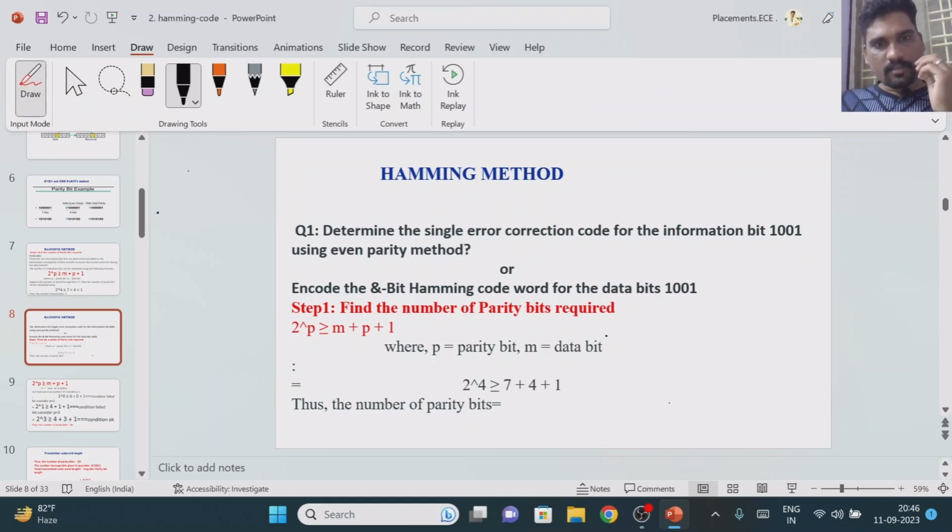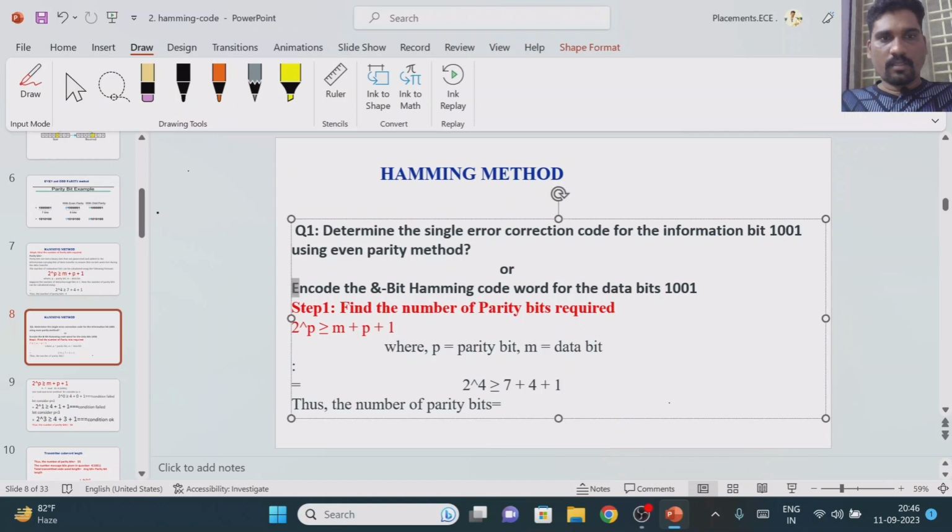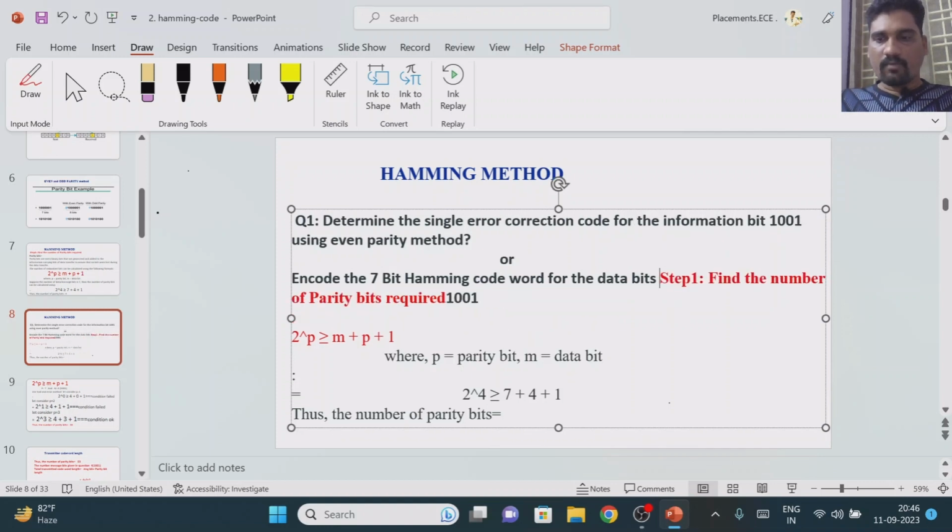So in this class, for the given problem, we are going to identify the solution, right? For example, the question may look like this: encode the 7-bit Hamming code for the data bits 1001. What is the meaning of this? They have given the data bit value, nothing but the message bit value, right? So we need to find out the Hamming method 1.